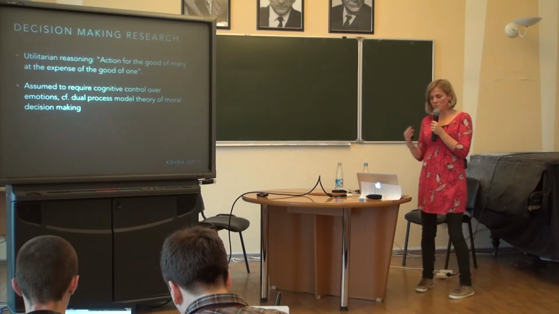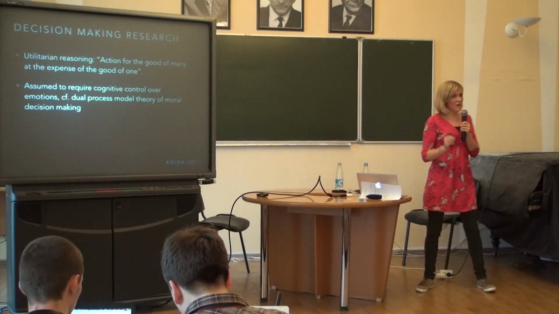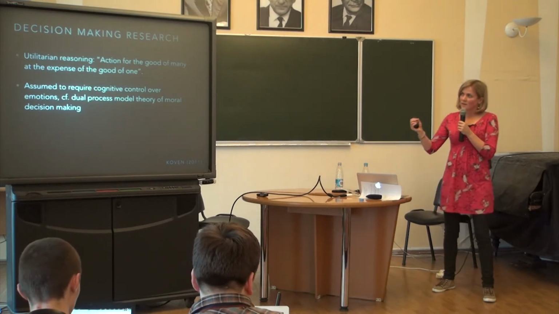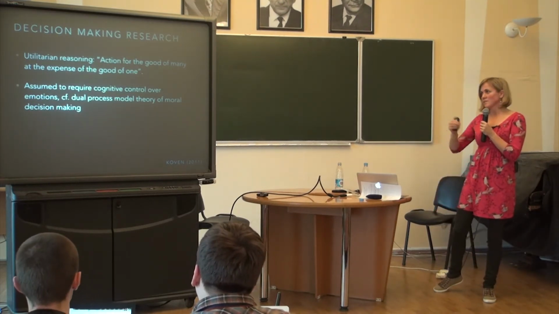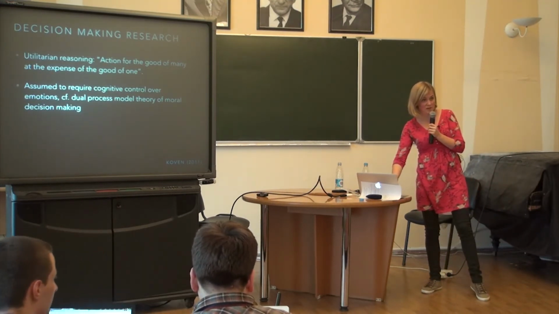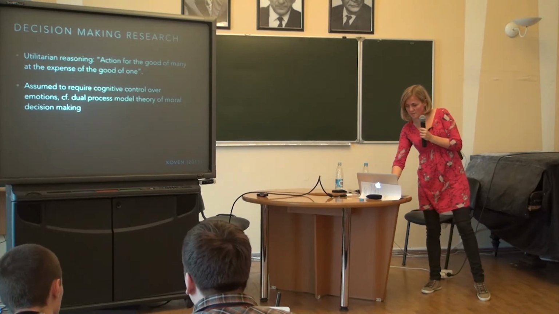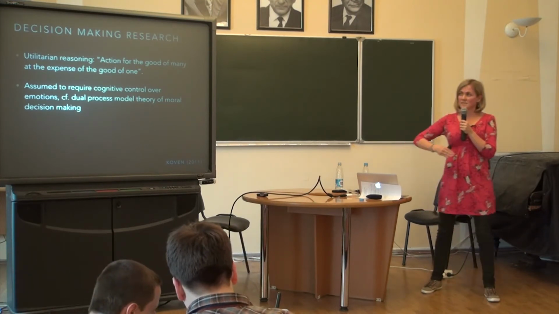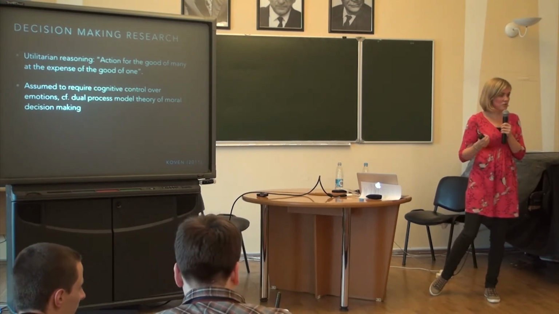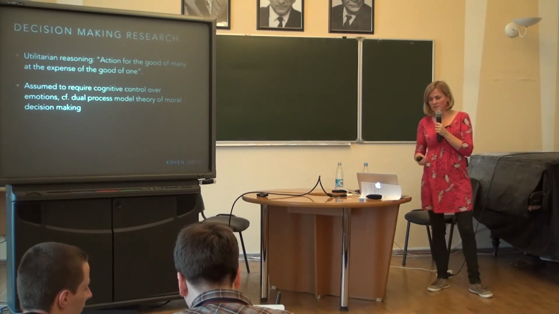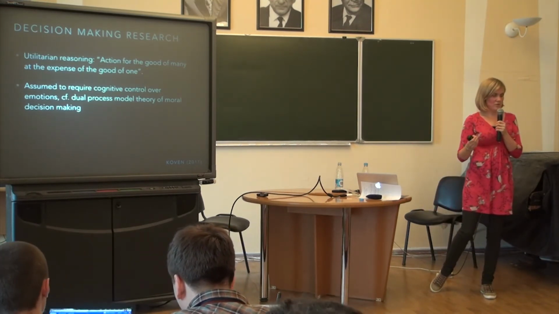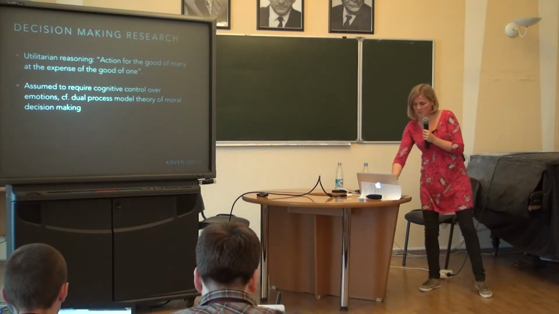And what Hooven wanted to address was whether this could be understood within a dual process model of moral decision making. So if it is the case that this type of decision requires control of your emotions, then maybe we would find that people who are good at controlling their emotions would make more of these types of decisions.